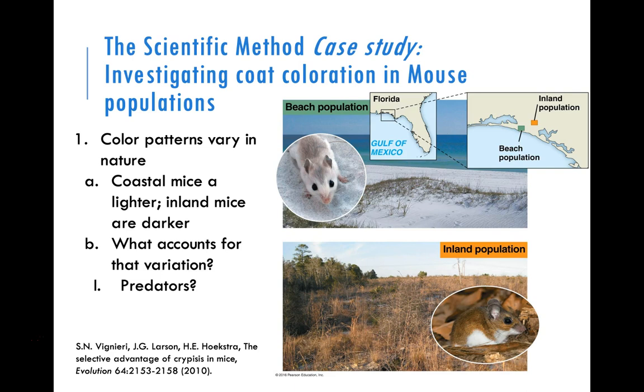As a basis, researchers noticed that coloration in mice on the coast of Florida, specifically the Panhandle, varied based on the environment they lived in. On the top you can see white mice living in a sandy environment and brown mice living in the inland soil and grassy environment. They wanted to know what accounts for this variation, and one possibility is that it provides some sort of protection or camouflage from predators. We'll come back to this in more detail.